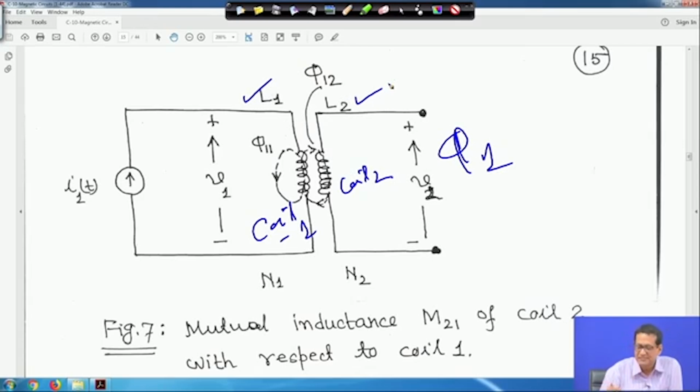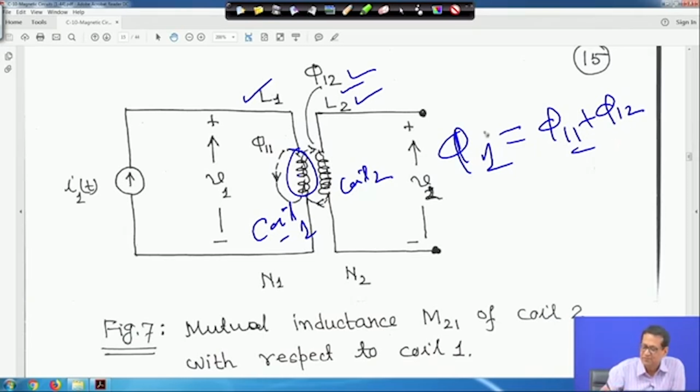So the total flux is phi 1, the flux linking coil 1. In addition to that, another part of phi 1 links coil 1 as well as coil 2. This is actually the mutual flux. So phi 1 is equal to phi 11 plus phi 12.